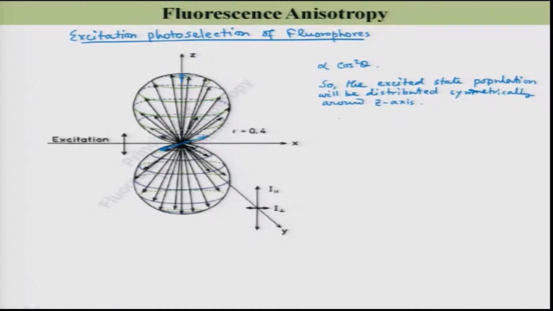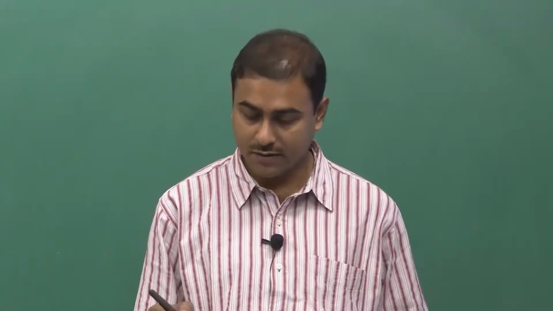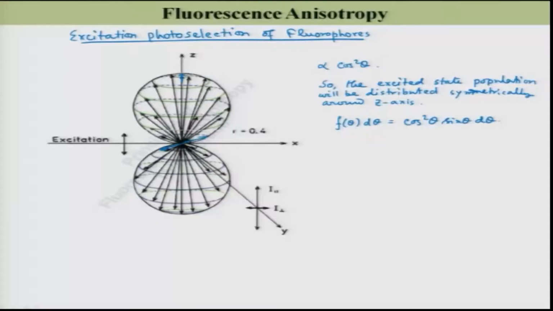So, that distribution, I can write as f theta d theta, and it is possible to show that this is equal to cosine square theta sin theta d theta. Right. And this anisotropy is given by, as I have already seen, 3 cosine square theta minus 1 by 2, right, that is what I already got. So, in this case, let us continue.